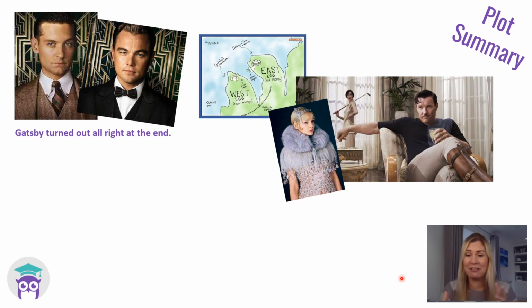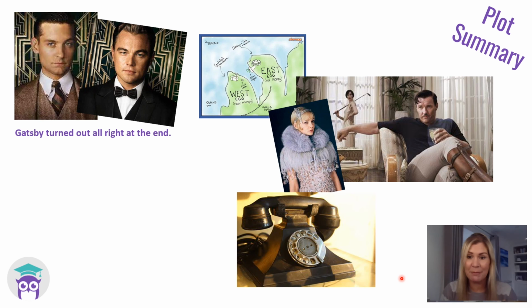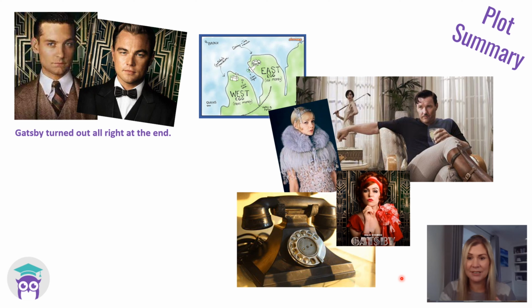So they're having these very difficult conversations around the dinner table, which is made worse by the interruption of the telephone. And Jordan tells Nick, as the two of them scamper off to deal with the telephone, that he has a woman in the city and he is cheating on Daisy with this lady. Again, here is the representation of her from the Baz Luhrmann film, a lady called Myrtle.